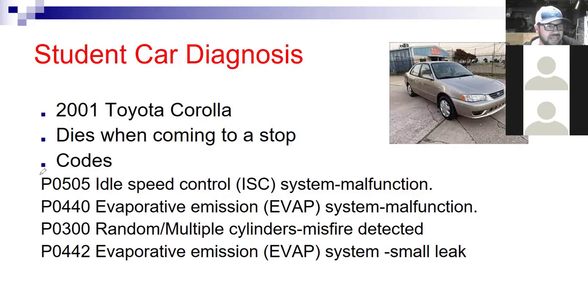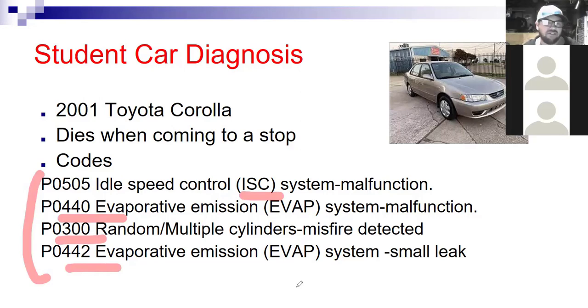So what codes do we have? We have a P0505 for idle speed controller. This is before throttle by wire. This car has a throttle cable. We have a P0440 for an evap malfunction, P0300, and a P0442 for evap. And these codes could be related or they could not be related.